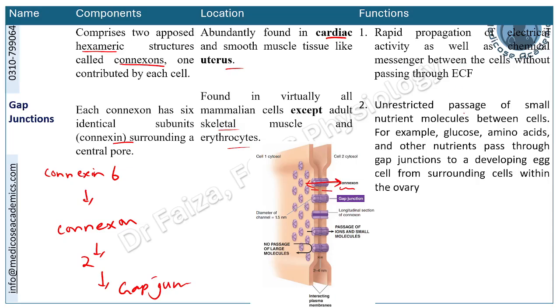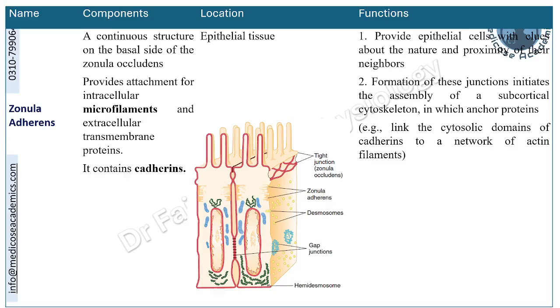They also provide unrestricted passage of small nutrients between the cells. For example, glucose and amino acids can cross through these from one cell to the other, like in the developing egg, where the cumulus oophorus provides nutrition to the developing ovum. That was all about the gap junctions. So we have seen zonula occludens, the tight junctions, and the gap junctions.